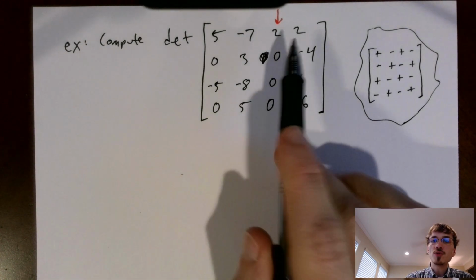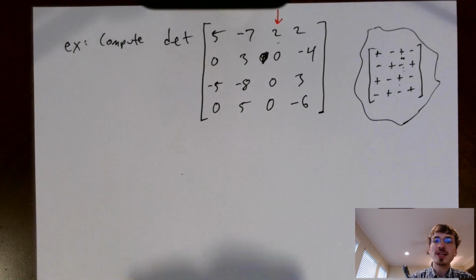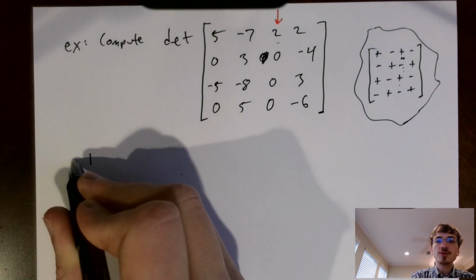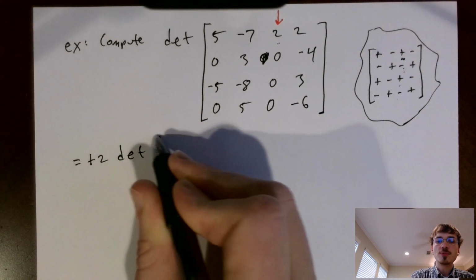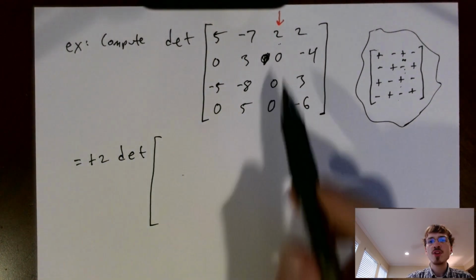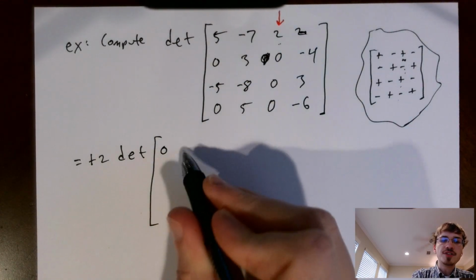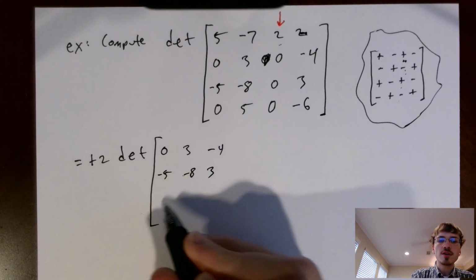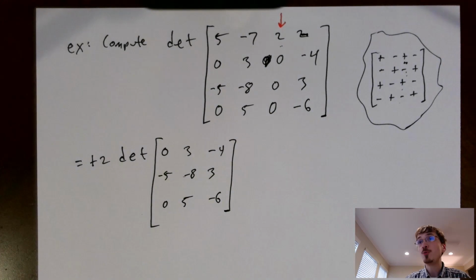All right, so this 2 starts positive and I alternate signs going down this column. So I know that the determinant will be equal to +2 times the determinant. Block off the column, block off the rows, and I have 0, 3, -4, -5, -8, 3, 0, 5, -6. How do we want to proceed from here?